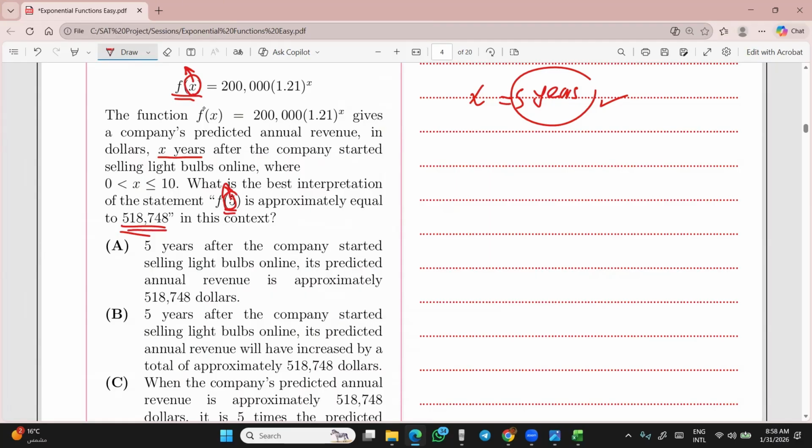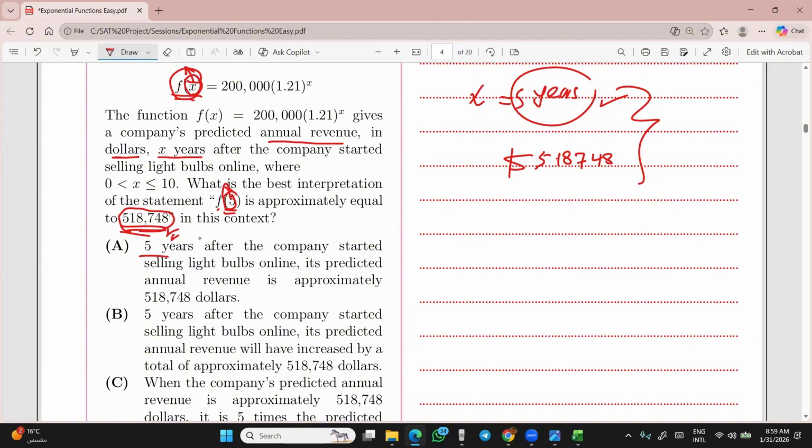And then this number is always the value of f. Is approximately equal to this. This is the total, should be replaced with f. And f here is the function, what the function predicts, the annual revenue in dollars. So this number should be in dollars. $518,748. So search for these two pieces of information in the options, and you can get the answer.